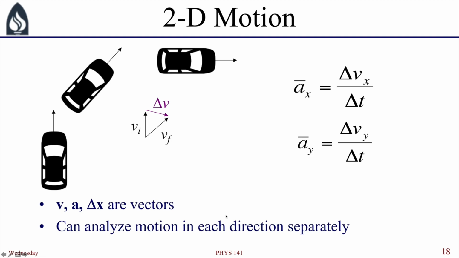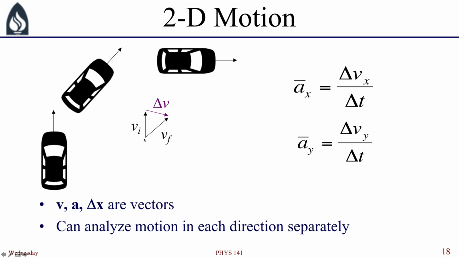So two-dimensional motion can look quite complicated because you have an object that's moving in maybe an X and a Y direction. Well, it turns out that analyzing this motion is actually simpler than it first appears, because often we can split the motion up into components and analyze the motion in each direction separately. So you can see in this example a car that's going around a corner.